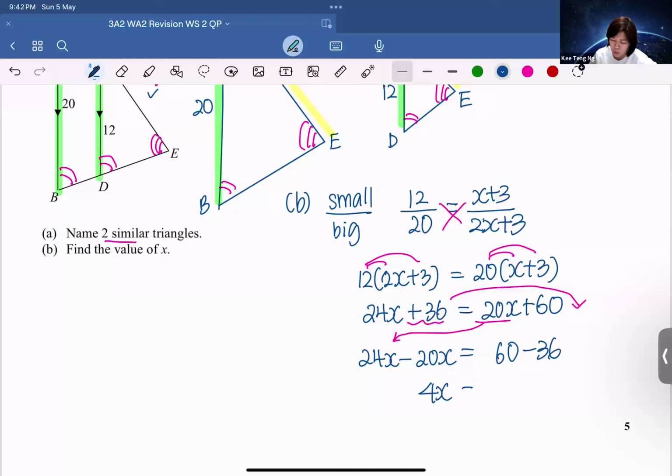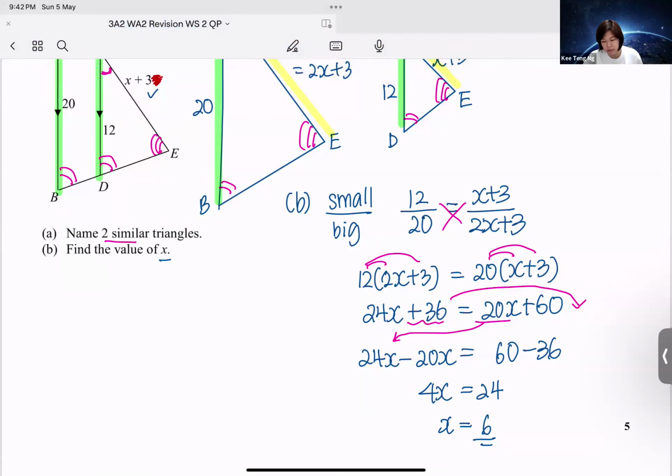So 4x equals 60 minus 36. That gives me 24. X equals 24 divided by 4, which is 6. The question says find the value of X, so I shall have no units, just 6. Right? Okay, so the main concept, I repeat again: take a pair, find a matching pair of ratio with numbers, and then another pair on its side. And then cross multiply, then we can solve. Okay, now let's go on to the next question.